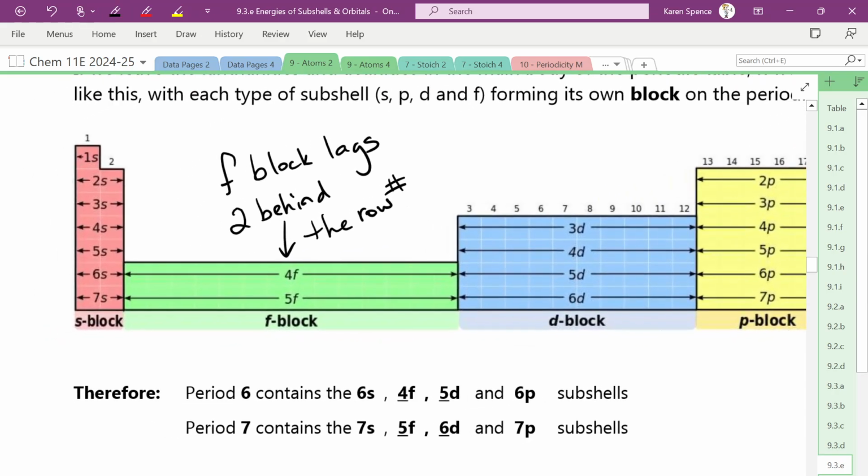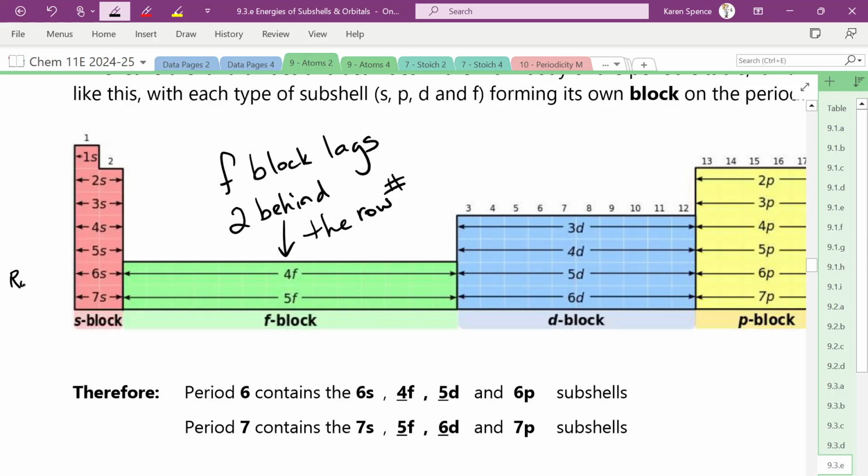So if we are in row 6, it's a 6s, that makes sense. But then we hit the Fs, and that's not a 6f, it's a 4f. And then the D block lags 1 behind the row number.